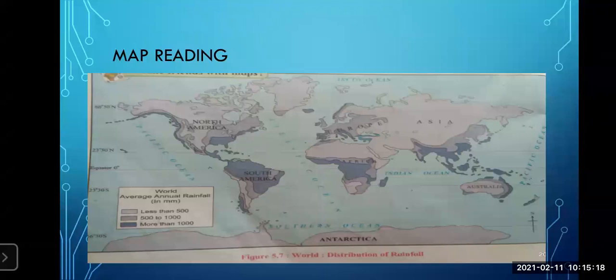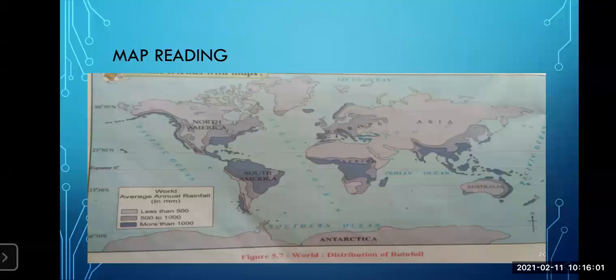Then the monsoon region in Southeast Asia. If you see the Asian continent, the south and east part, down and to the right hand side, the southeast part is experiencing more rainfall. Then the northwest part of Europe. Go to the continent of Europe, you can see the north and west part of Europe has high rainfall. Then the eastern coast of Australia, and the east and west coast of America receive high rainfall. So where is the high rainfall?